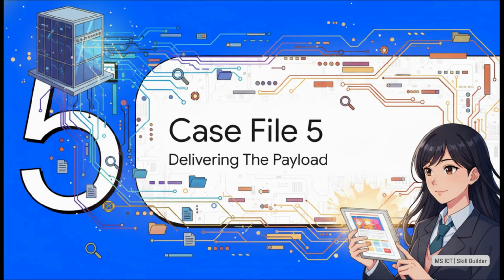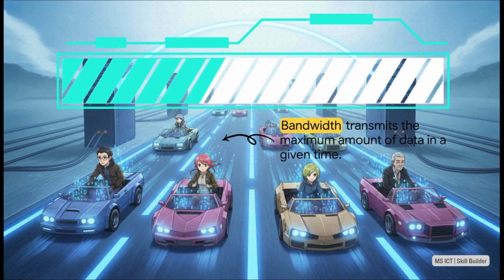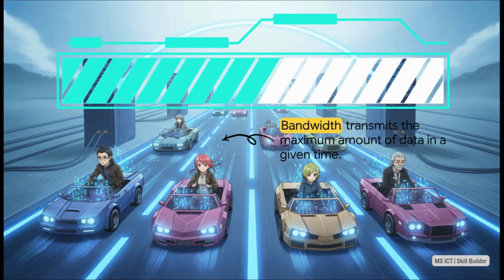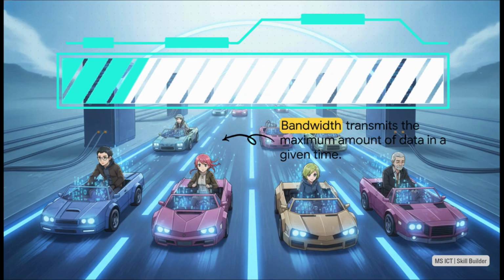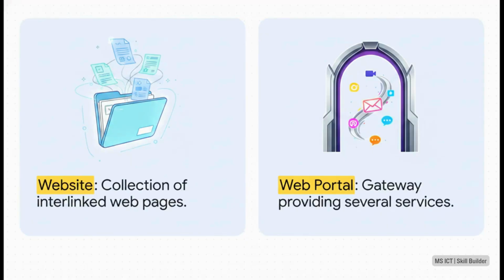Case File 5, Delivering the Payload. But how fast can our detective actually race this data back to the student? Well, that completely depends on bandwidth. Bandwidth is the capability of a transmission medium to transmit the maximum amount of data from one computer to another over a network in a given amount of time. Think of it like the width of the digital highway. A wider highway means way more data cars can drive side by side at top speed, getting that video loaded instantly. So what exactly is the web server sending back in this payload?